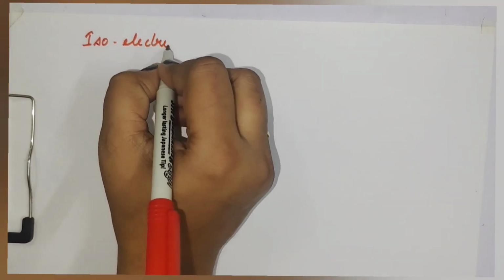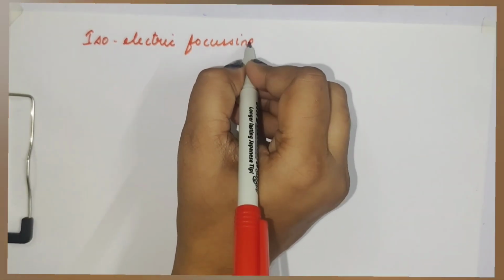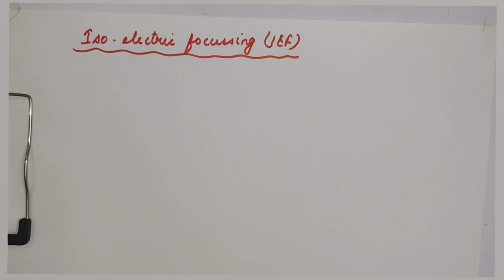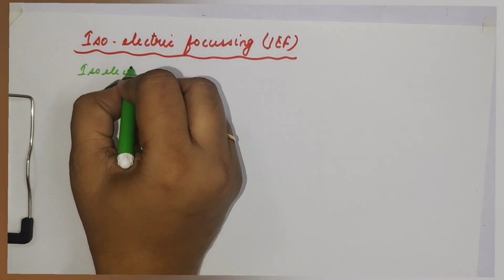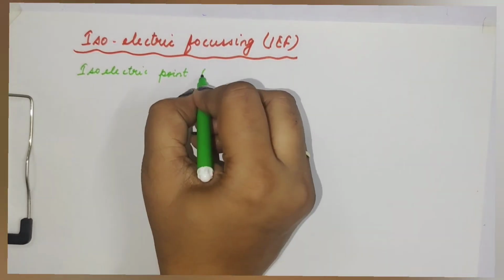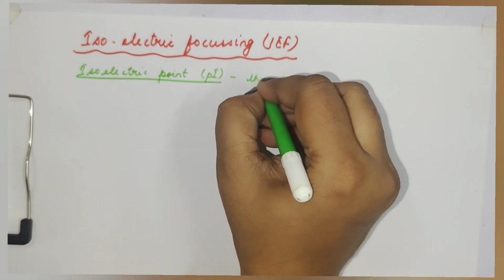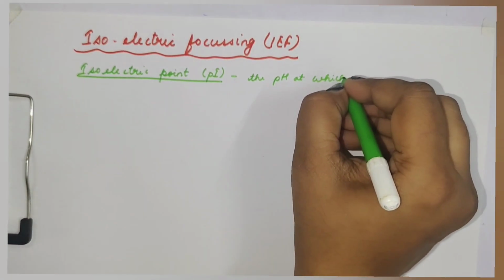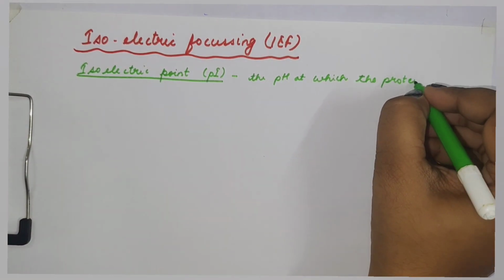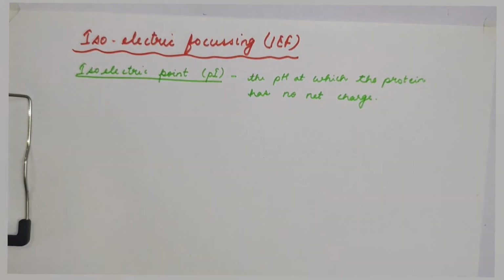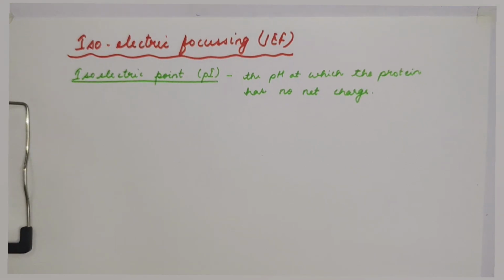First of all, let us discuss isoelectric focusing, or IEF. As already discussed, in isoelectric focusing, the proteins are separated on the basis of their isoelectric point, which is also known as pI. So, what is this pI, or the isoelectric point of the protein? The isoelectric point is the pH at which the protein has no net charge, meaning the protein has neither a positive nor a negative charge. That pH is known as the isoelectric point.